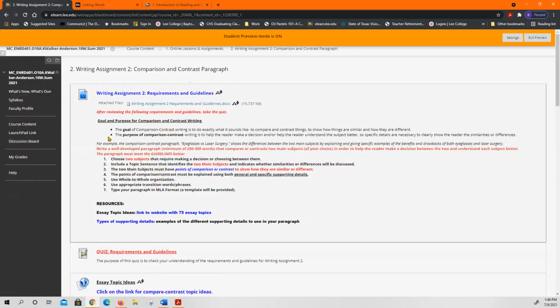So goal, purpose of comparison contrast, so it's all about comparing similarities and differences. So it helps the reader understand the subject better, or maybe makes a choice between 2 things. I recommend that you choose 2 subjects that you might require making a decision between, because it might make it easier to write about. My other suggestion is, in the earlier week, we went over fiction and nonfiction.